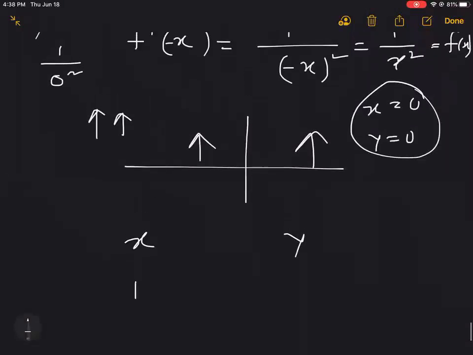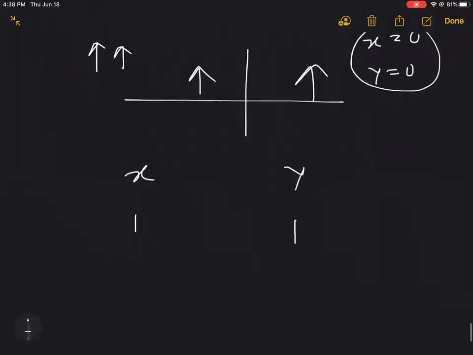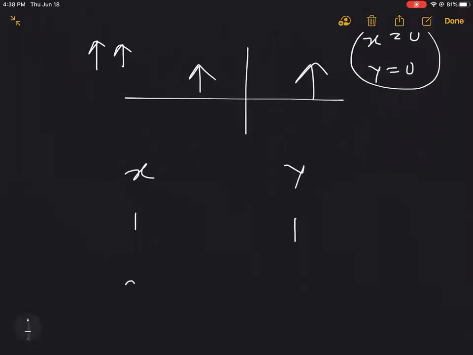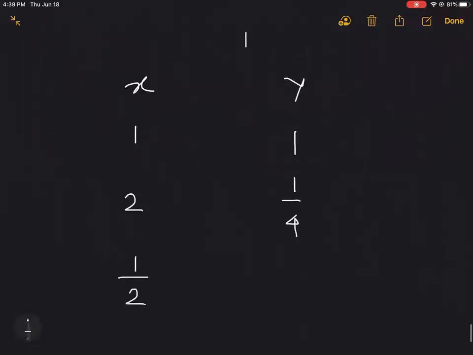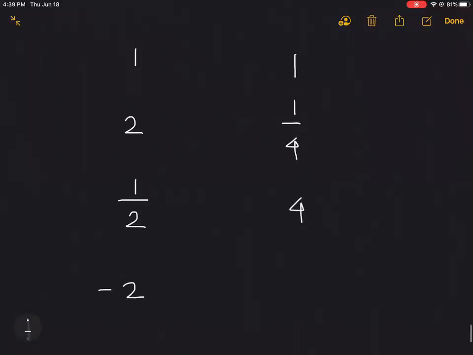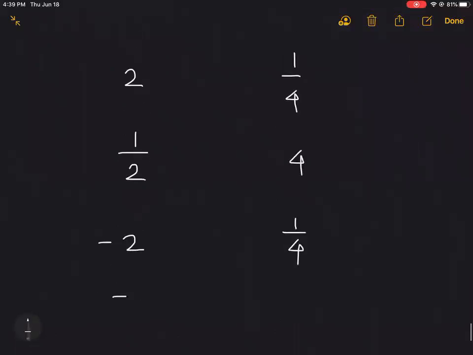If I plug in x equals 1, y will be 1. If we plug in x equals 2, y will be 1/4. If we plug in x equals half, y will be 4. Same goes for -2. Same goes for -half.